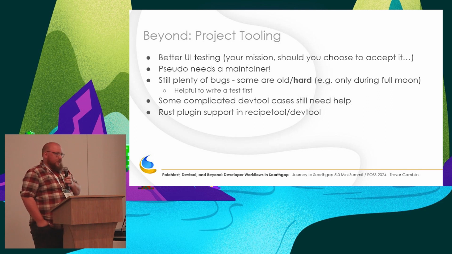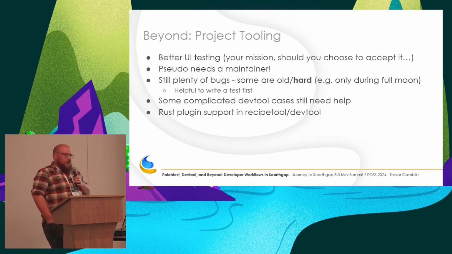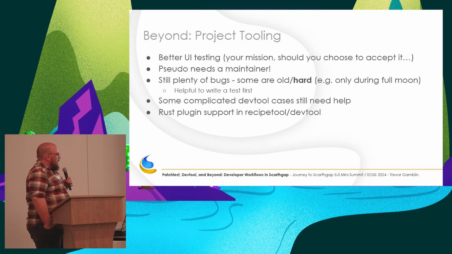If anybody's looked at the autobuilder intermittent list, that's really a nightmare to challenge. But in general, there's a lot of them out there right now that are very old, very difficult to reproduce. Some complicated devtool cases still need help. So when you have a recipe that supports submodules and is calling in nested sources, those might not all build well after you use devtool on them. And the Rust plugin for devtool still needs some work as well.